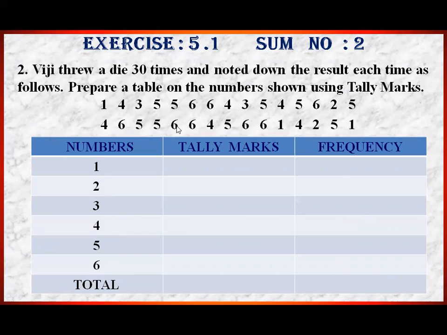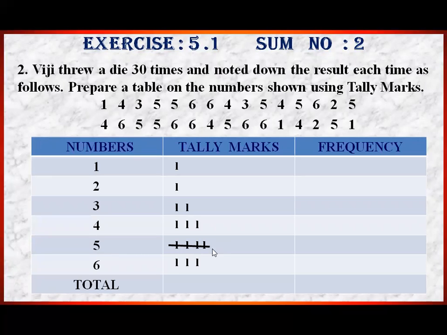Let's start drawing the tally. First is number 1, so you draw a tally mark for 1. Then 4, you draw a tally for 4. Then you have 3, so you draw a tally mark for 3. Then 5, 5, 6, 6, 4, 3, 5, 4, 5, 6, 2. Now for 5, already 4 strokes are there, so for the next 5, it will be the line across.